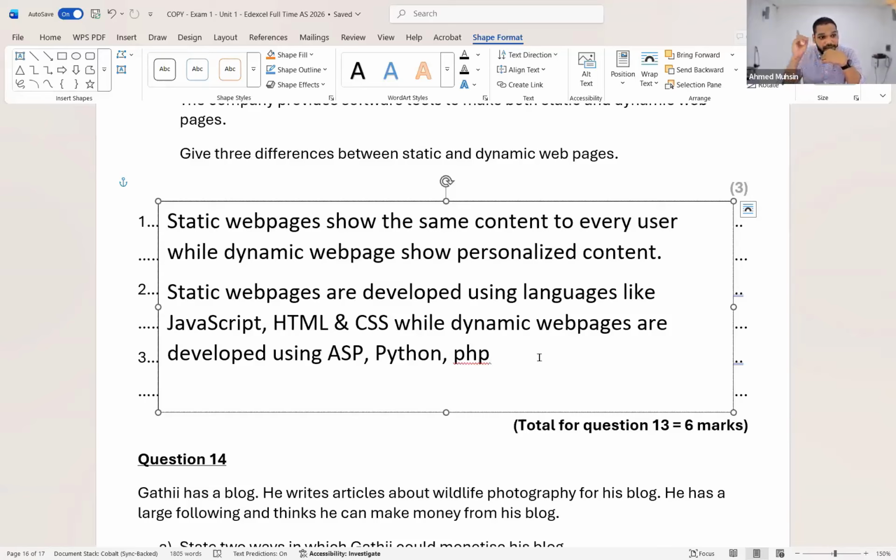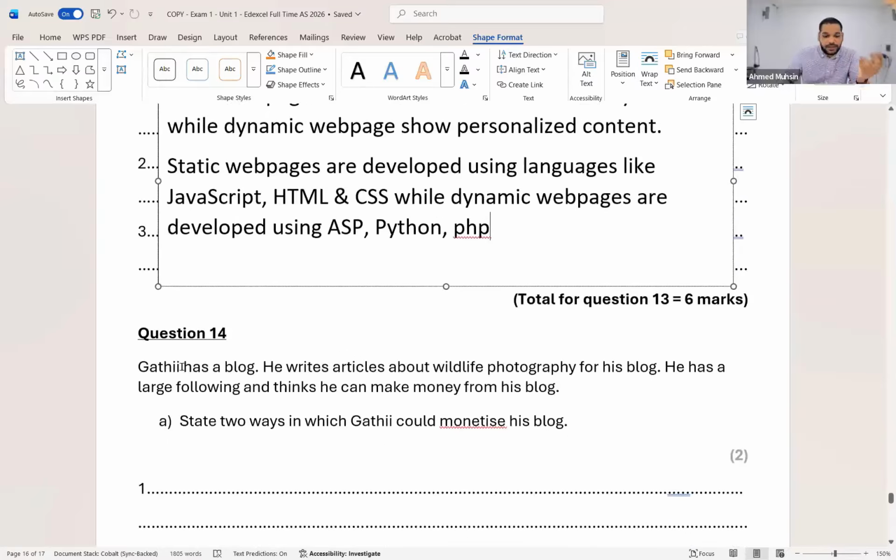Dynamic web pages are executed on the server. The server executes and then sends content to your computer. Static web pages are executed on the client's device itself. Okay, which one can have a higher level of interactivity features like filtering, searching? Dynamic web pages can have higher interactive features like sorting, filtering, searching, things like that. A static web page would not have. Okay, right.